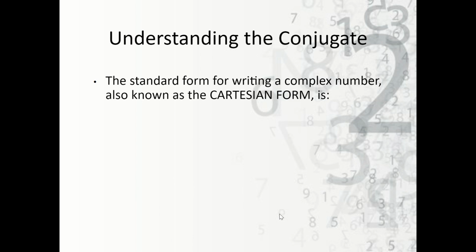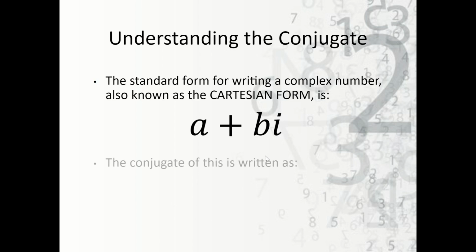Now, from that, we can find a conjugate. So remember, the Cartesian form is a plus bi. The conjugate is always going to be the opposite sign of the bi part. So this would be a plus bi, and the conjugate would be a minus bi. Now if this was already negative, then it would become plus bi. So we always do the opposite.